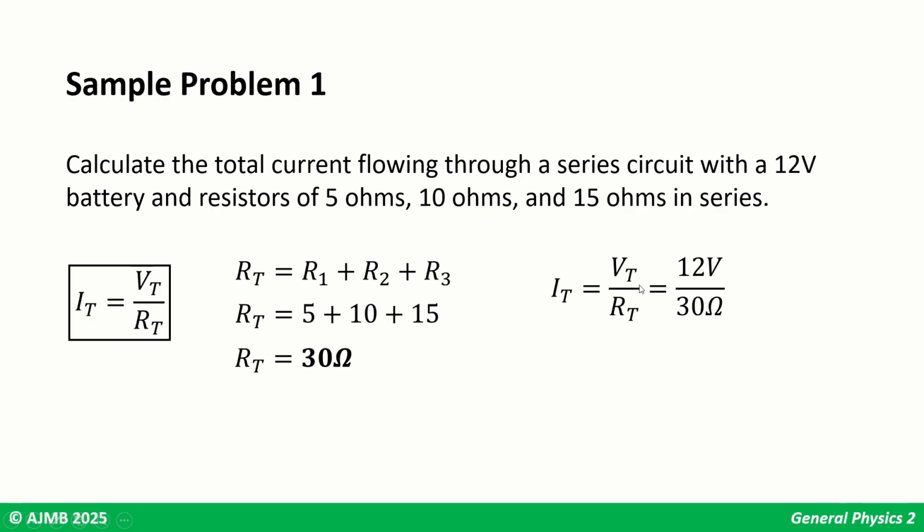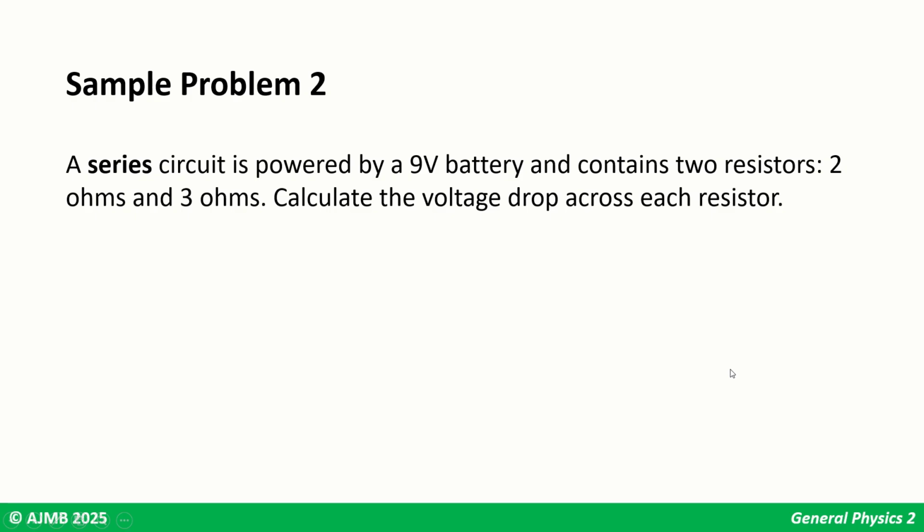Substitute the values. Total voltage is always the rating of your battery: 12 volts over 30 from your computation. Your total current is 0.4 amperes. Okay, let's go to the next one.